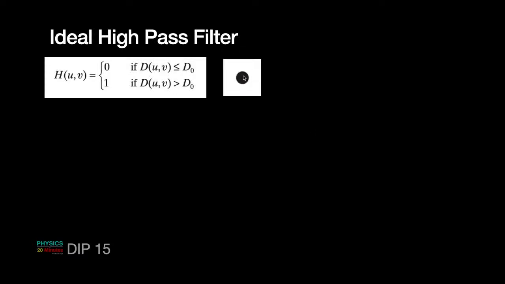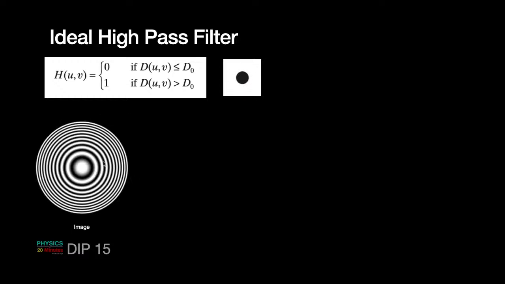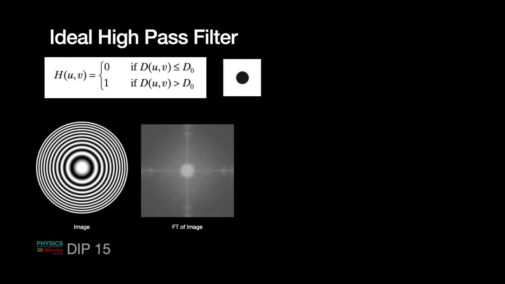This is my filter, black in the middle, white in the surrounding. This is my original image as usual, as we had discussed. This is the Fourier transform. We already spoke of it. Now I apply this filter to this.